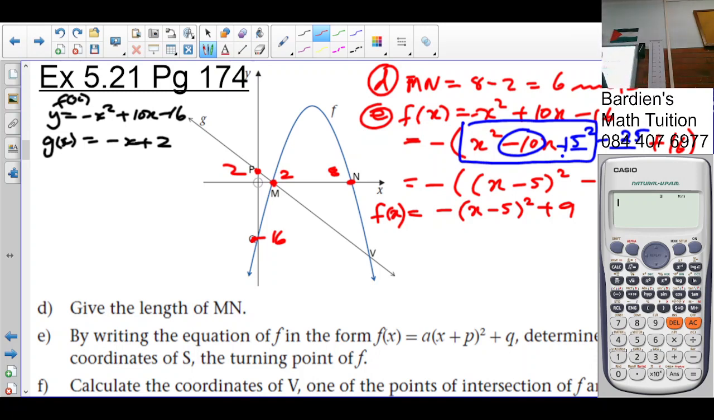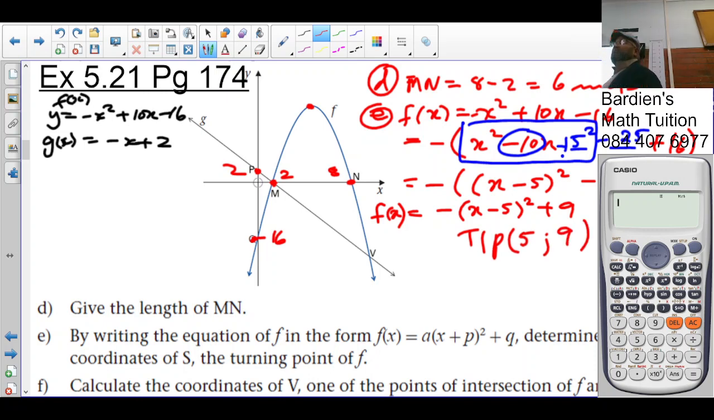Remembering they asked us to work out the coordinates of the turning point. The turning point can be read off from here. Okay? The turning point's coordinate, the additive inverse of negative 5 is 5 and 9 remains 9.